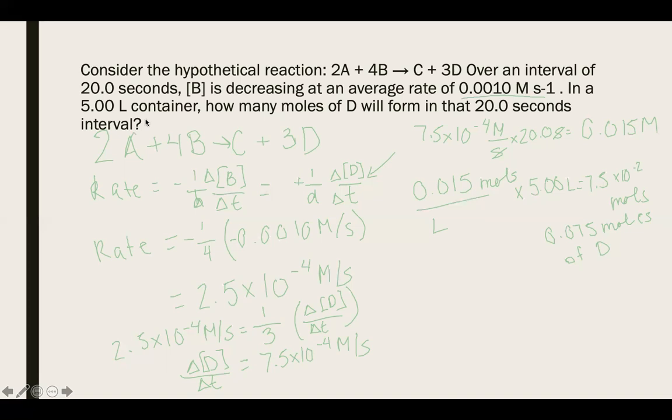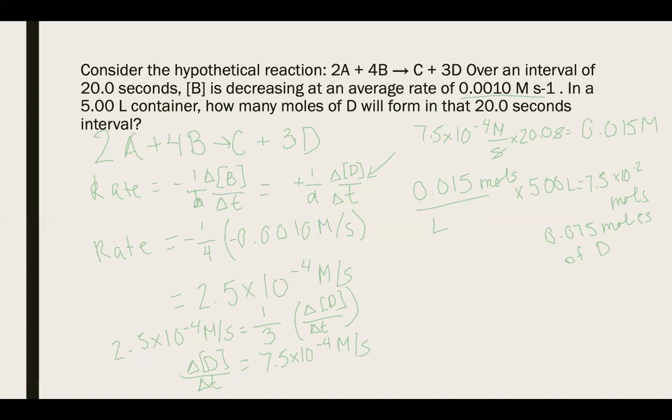Does that make sense? Yeah, except how do you know that the concentration of B is going to be negative and the concentration of D won't be negative? How do you flip that?